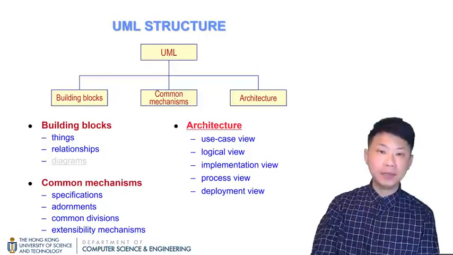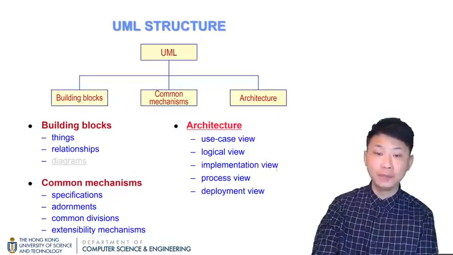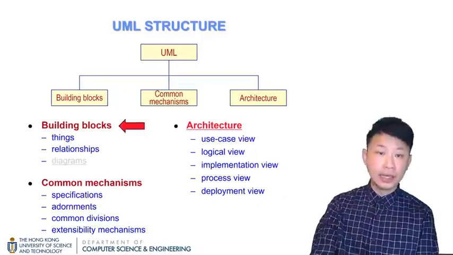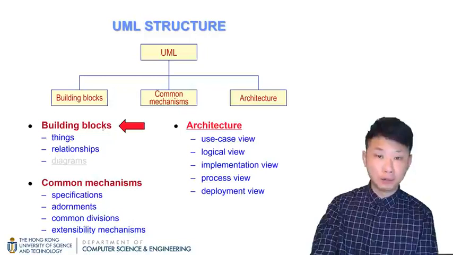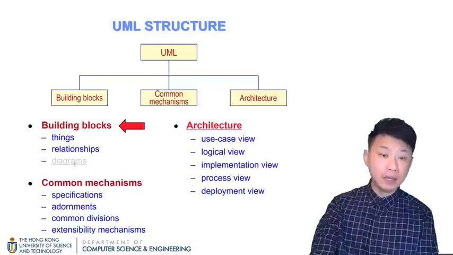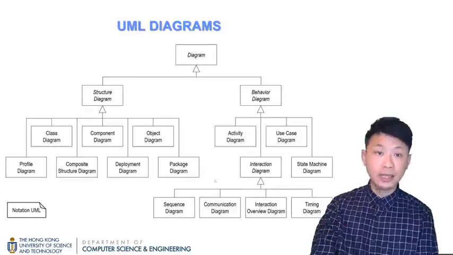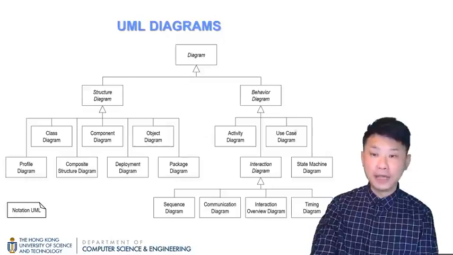And we can build a model from different perspectives. For example, from the use case view, logical view, implementation view, process view, or deployment view. And in this lecture, I'm going to talk about the building blocks that we can use for drawing class diagram. Within UML, there are different diagrams that we can draw. In this lecture, we will talk about class diagram. In some of the upcoming lectures, we will talk about use case diagram and also state machine diagram.